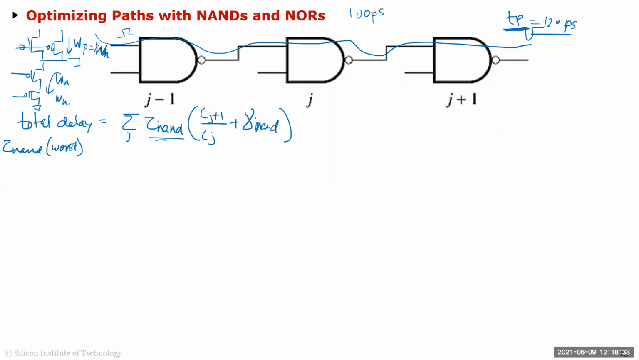And then CJ and CJ plus 1, and CJ is obviously fixed, because for a NAND gate, depending on the sizes, this will be fixed. And actually, I should probably show you the typical sizes to keep the delay constant for the NAND gates. Actually, I'll come to that. Let me come to that. Let me just finish this.